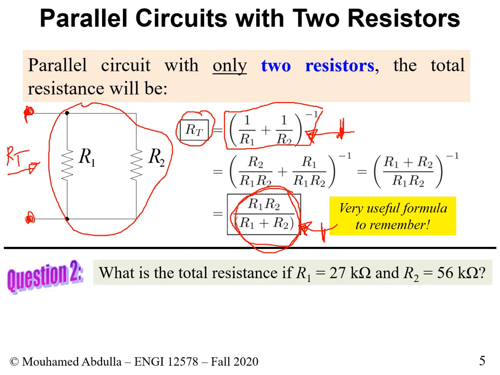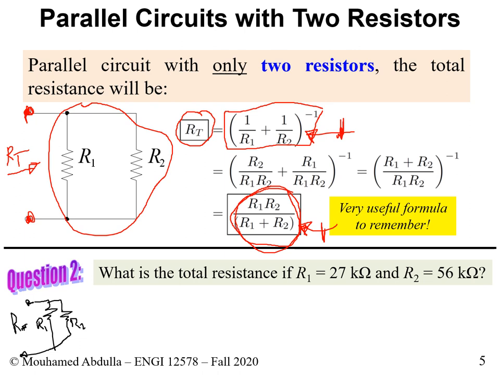Okay, so let's see maybe an example here. Question two, what is the total resistance of R1 equals to this and R2 equals to 56, and they are placed in parallel? So in other words, this is what we have. We have two resistors, R1 and R2, and we want to find the total resistance here, RT, between these two nodes. And this is your R1, and this is your R2.